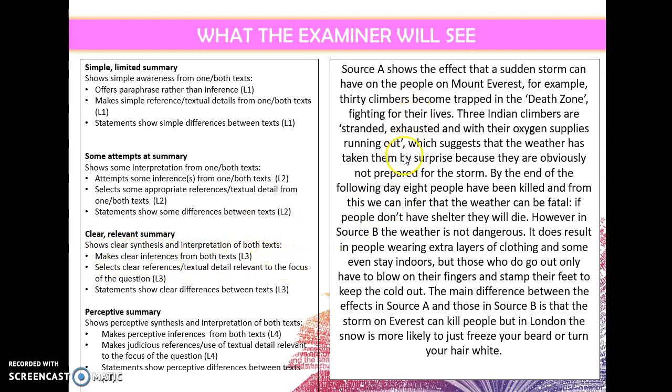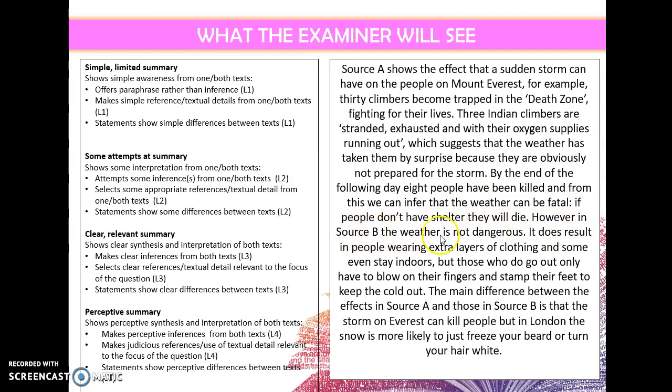It's not obvious. This candidate has interpreted the text. They've done some reading between the lines, and they've said that, right, well, they obviously weren't prepared. They've been taken by surprise. That's how they've been affected. By the end of the following day, 8 people have been killed, and from this we can infer, so again they're digging, that the weather can be fatal. If people don't have shelter, they will die.